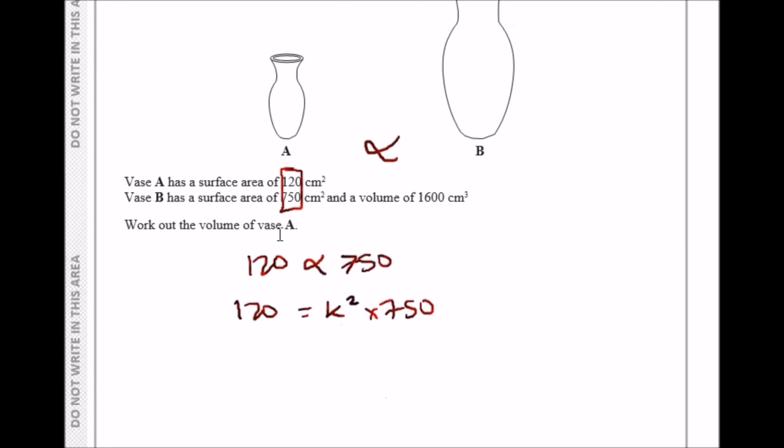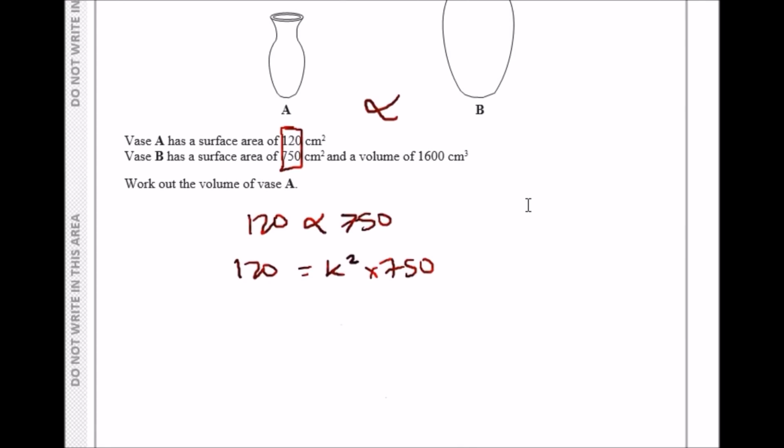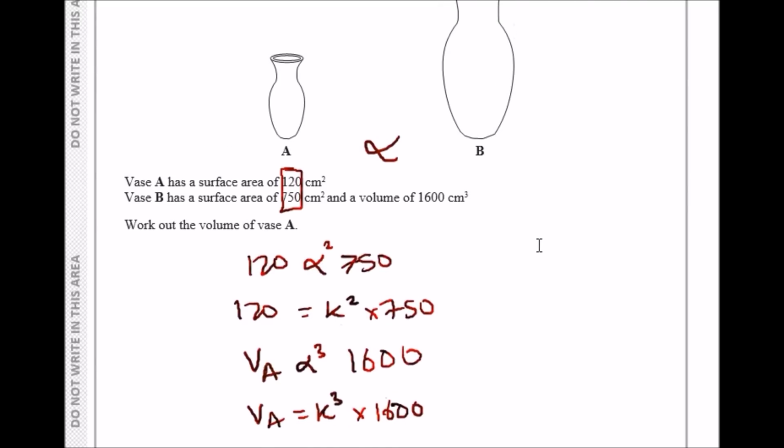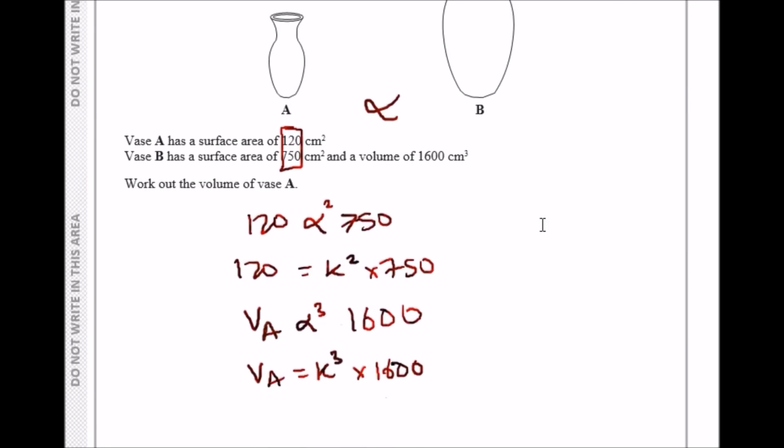Likewise, if we did the volume of A, let's call the volume of A VA. We could say the volume VA is directly proportional, I can put a cube sign here, to the cube of the volume of B, which is 1600. And this would mean VA equals k cubed times 1600. Obviously, we need to know what k is, don't we? So basically, we should work out the value of k for the second equation. So let's work out this one.